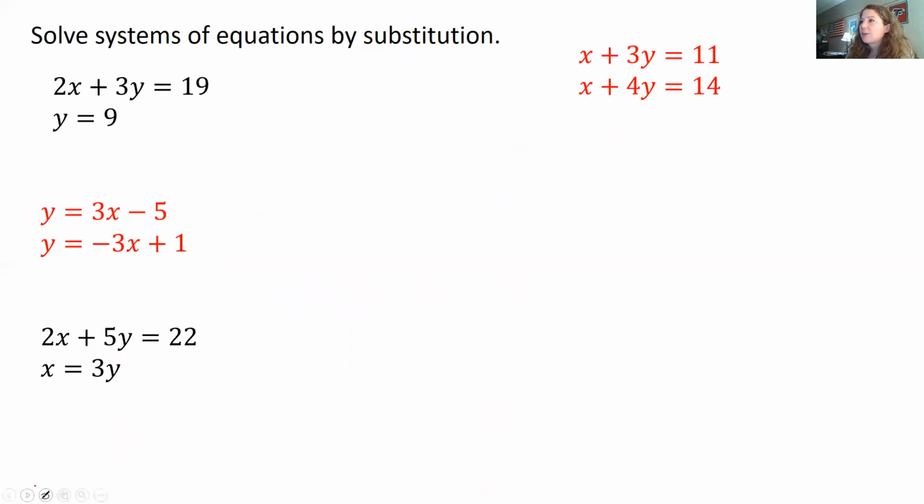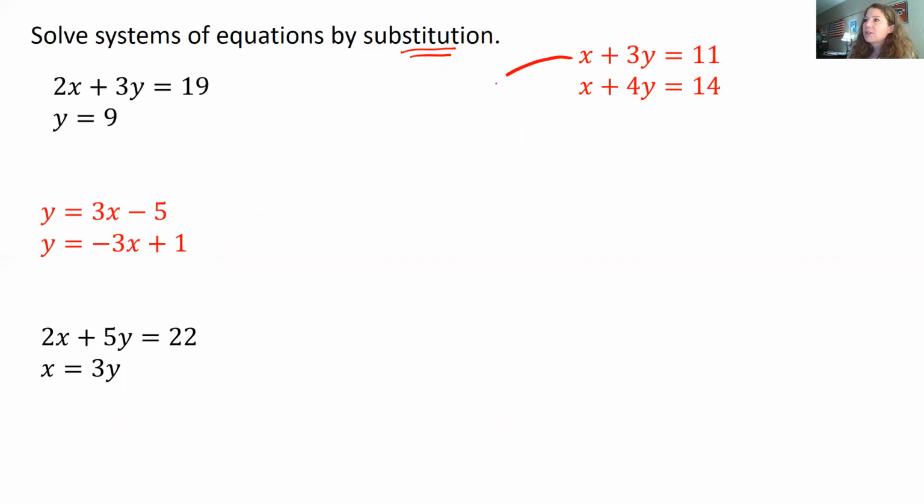All right, let's try another one. Now, remember what I said, if you're going to solve by substitution, you want one of your equations to say x is equal to or y is equal to. Well, neither one of these say that.